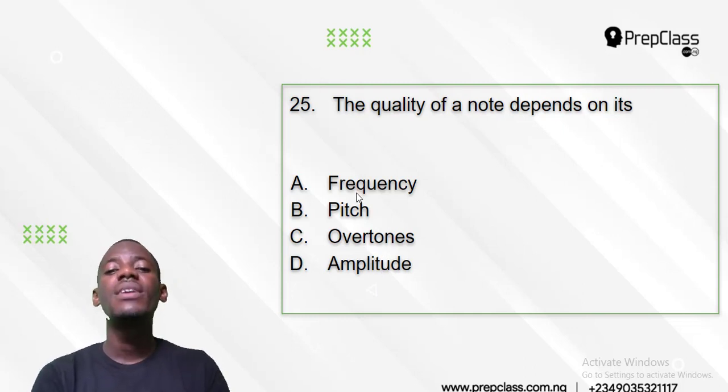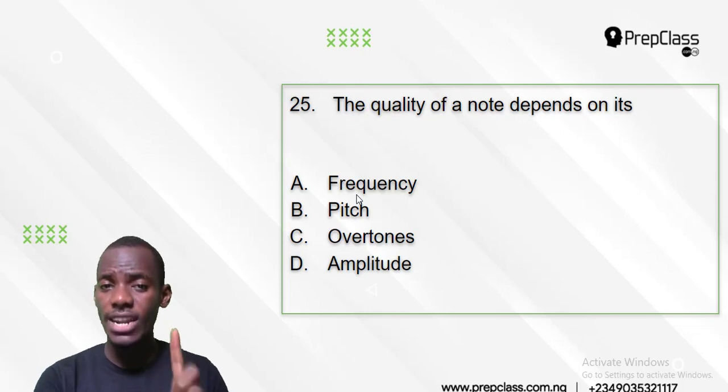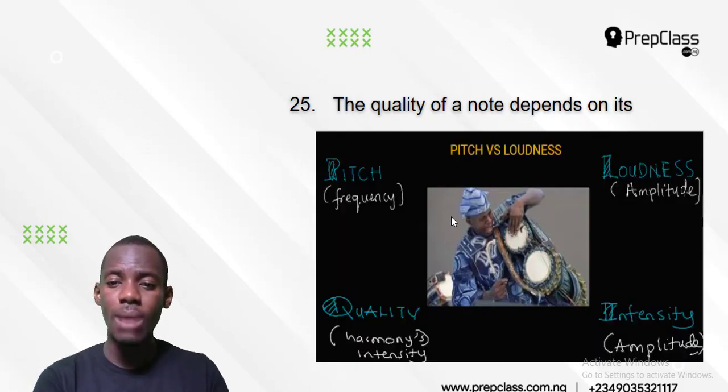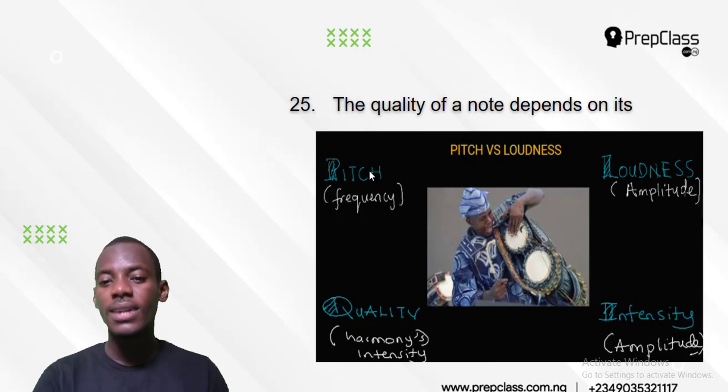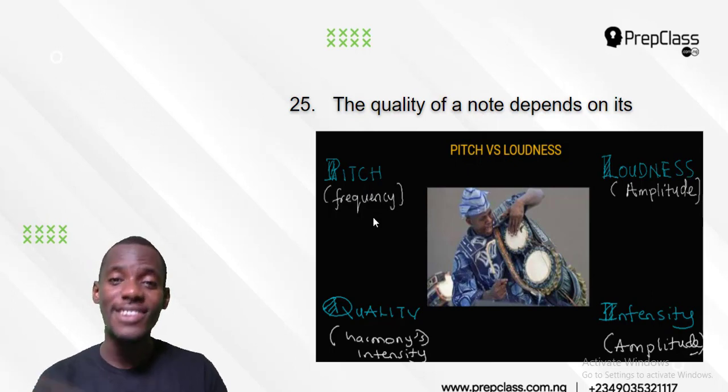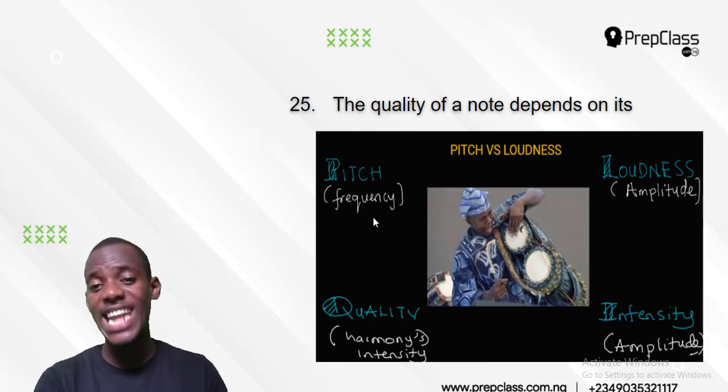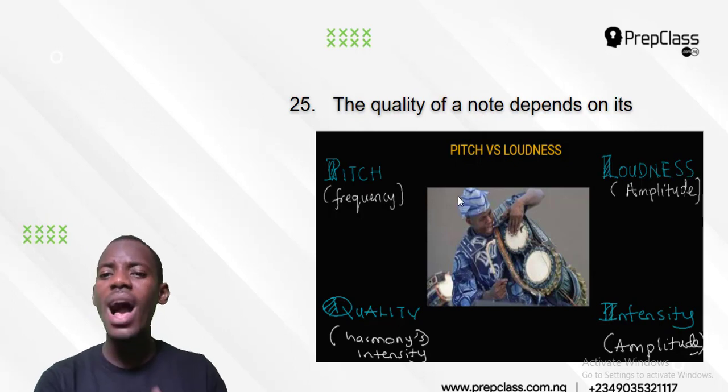Actually, the pitch of a note, like I have here, I have a drummer boy here. This man is Mr. Bolaji. He loves to drum. You can see him here. As he's drumming, the pitch of his drum depends on the frequency of the strike that he made on the leather. But we are not asked about pitch here. We are asked about quality.